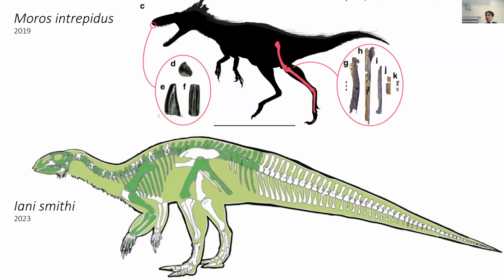So there are a number of other dinosaurs that have been named from our lab. Moros was the earliest definitive tyrannosaur and featured in one of the Jurassic Park movies, I think. And then Iani, which we named 2 years ago, was a robust, medium-sized herbivore with a transitional skeleton that was grading towards what would eventually become those massive-bodied hadrosaurs at the end of the Cretaceous.